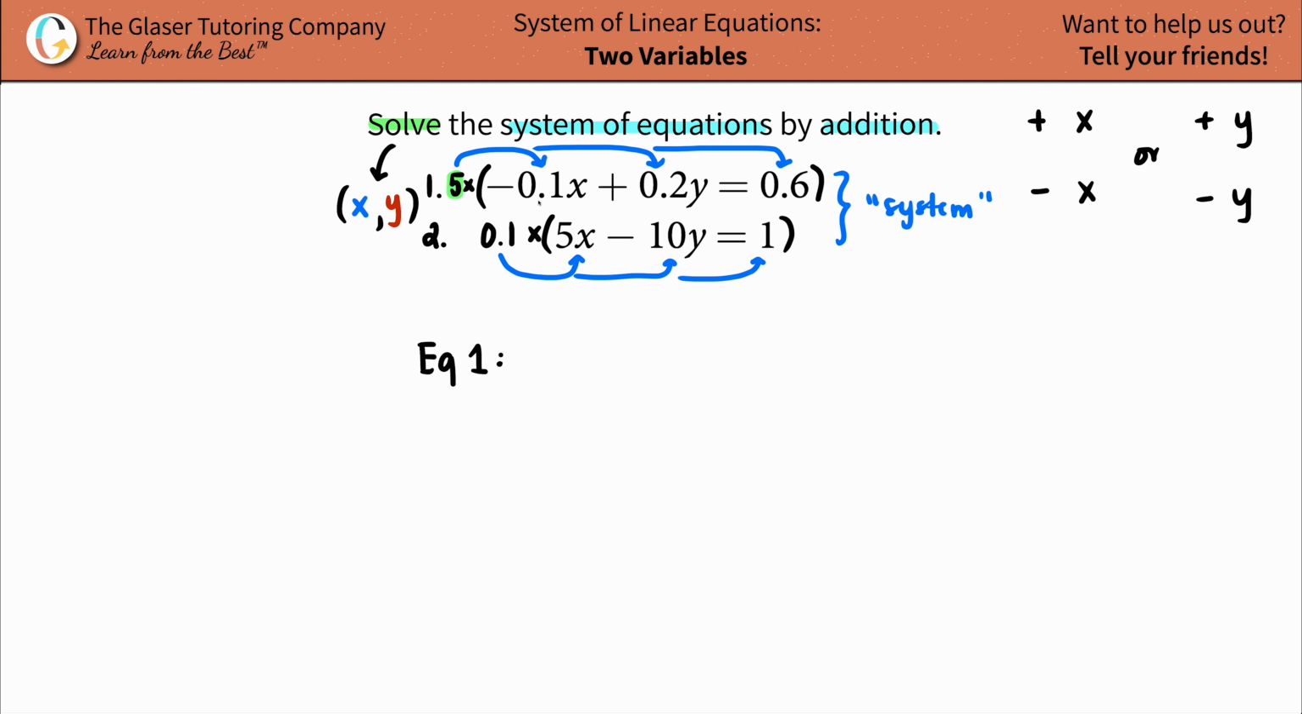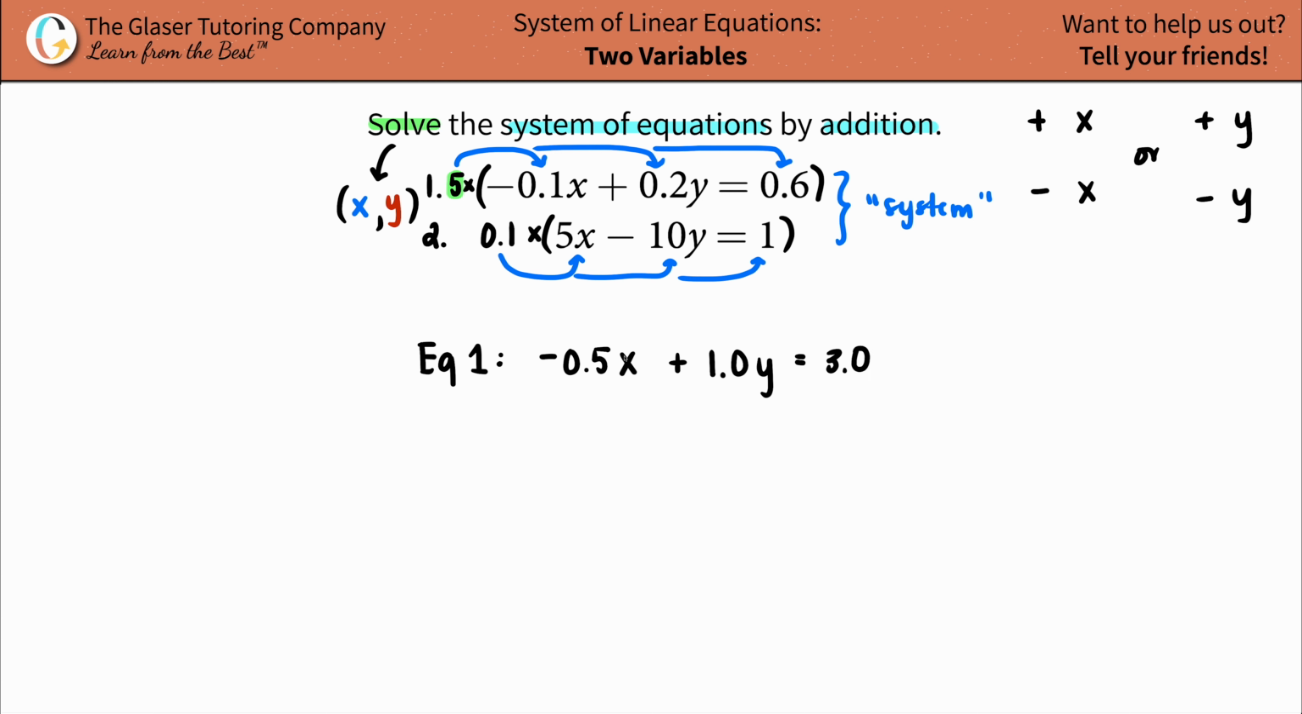So 5 times a negative 0.1 is a negative 0.5x plus 5 times 2 is 10, but then you got to move that decimal over, so this is just 1. And if you want to put 1.0, that's fine. And then equals 5 times 6 is 30. You got to move the decimal over 1 to the left because there's a decimal here. So this would be 3.0 if we want to do it that way.